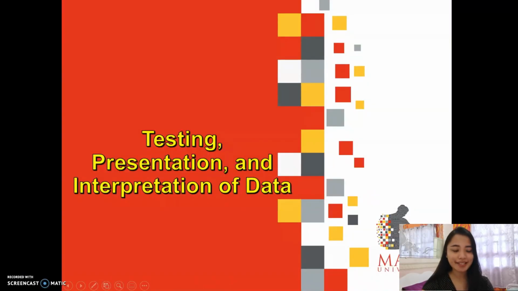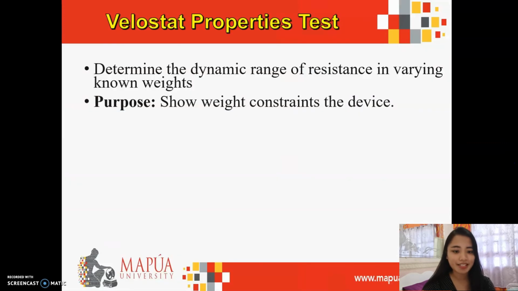Next, we have the testing, presentation, and interpretation of data. In this part, we conducted 3 tests in order to increase the reliability of our device. The first test we conducted is the velostat's properties test. Before any planning could be done, the velostat's properties were first tested and measured to determine the dynamic range of its resistance at varying known weights.